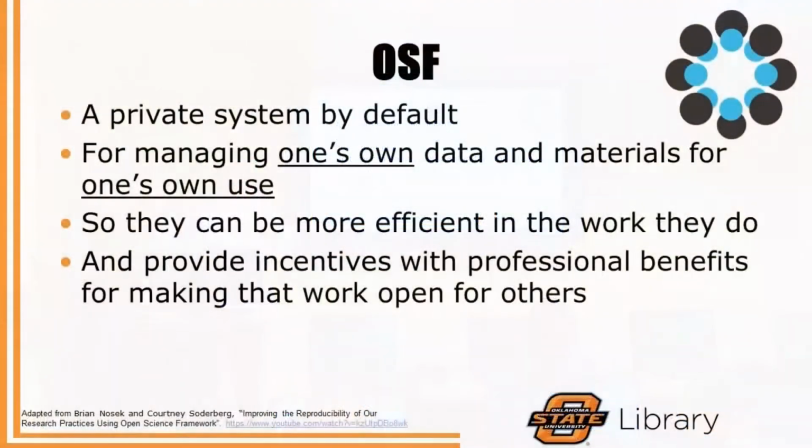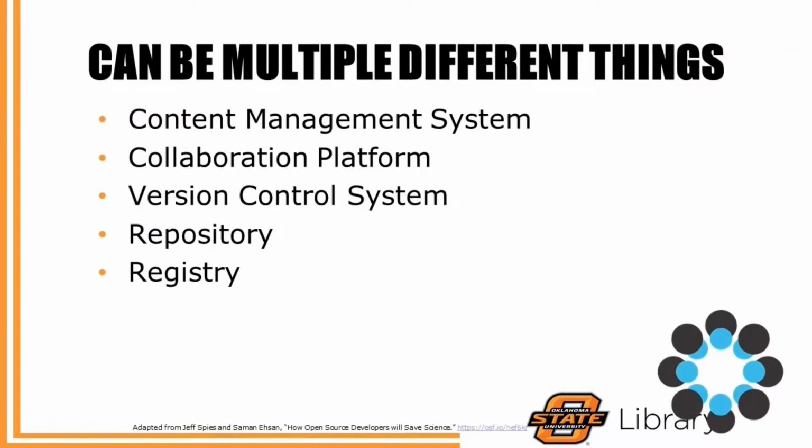Again, coming back to this slide, OSF is private by default, but it's meant to help you manage your own data and materials for your own use. So the way that they address this is OSF can be multiple different things. It can be looked at as a content management system, a place to have multiple different components, multiple different types of content in one system. It's also a collaboration platform, because you can add multiple different people to a project and give them various levels of read-write permissions as the project develops.